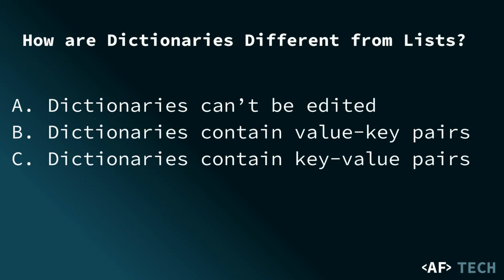How are dictionaries different from lists? A, dictionaries can't be edited. B, dictionaries contain value-key pairs. C, dictionaries contain key-value pairs. It's C, they contain key-value pairs.